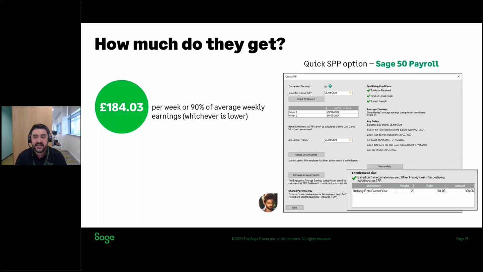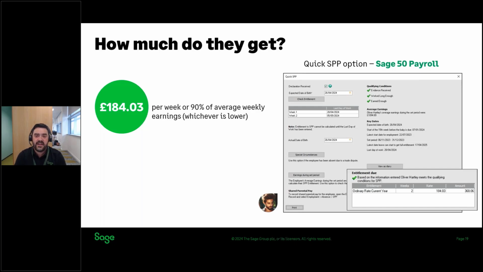Oliver has decided that he's going to take his paternity leave starting on the 29th of April. He's going to take the 2 weeks consecutively, so a full 2 weeks at that point. And you can see that the statutory payment is calculated in this case as 2 weeks at the standard rate, because that is the lower figure between that and 90% of average earnings.